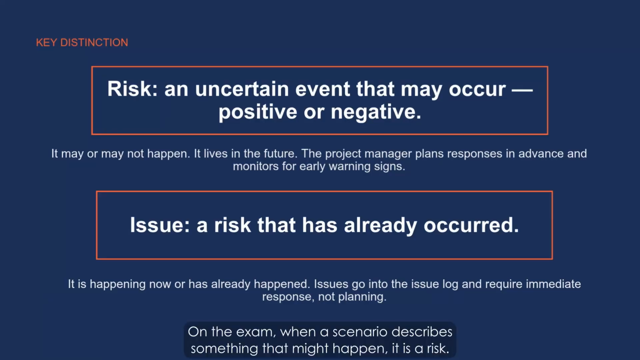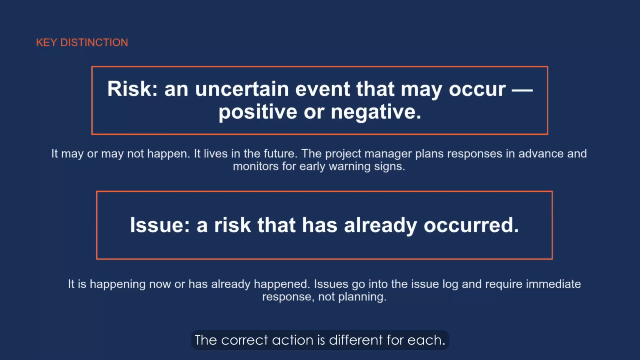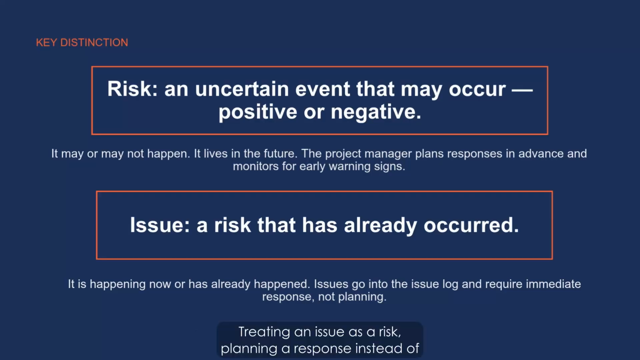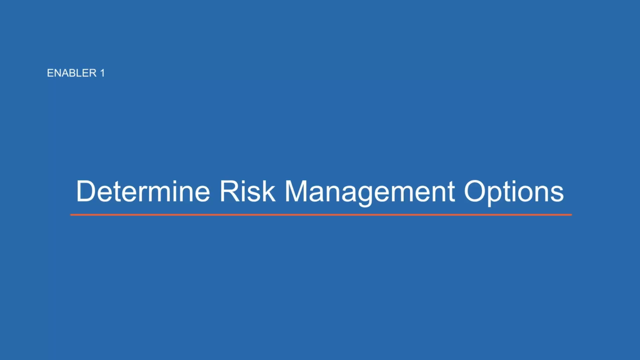On the exam, when a scenario describes something that might happen, it is a risk. When it describes something that is happening, it is an issue. The correct action is different for each. Treating an issue as a risk, planning a response instead of acting now, is a common wrong answer. The first enabler is determine risk management options.